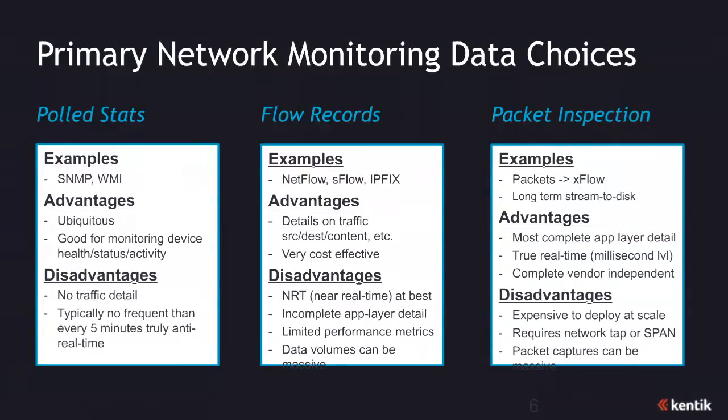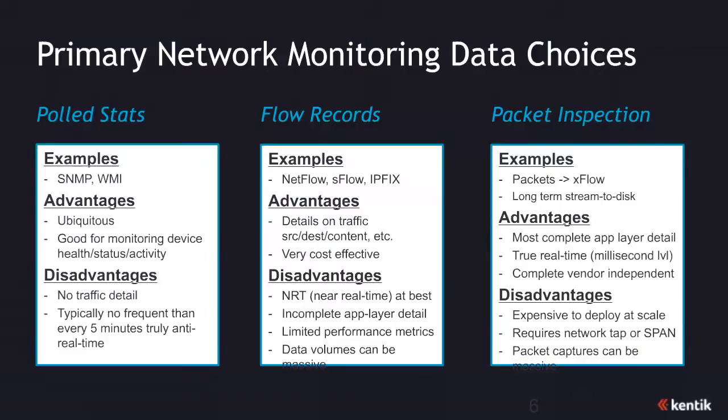The last one here is a primary source, packet inspection. Packets, really you're going to handle them in one of two types. Either you're going to do streaming inspection and generate usually some sort of metadata. I'm saying XFlow there. This could be a flow record. It could also just be metadata from whatever the system is that's doing the inspection. And it's also common to stream this to disk so you can do forensic analyses.